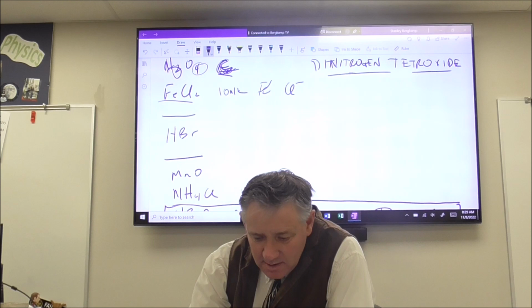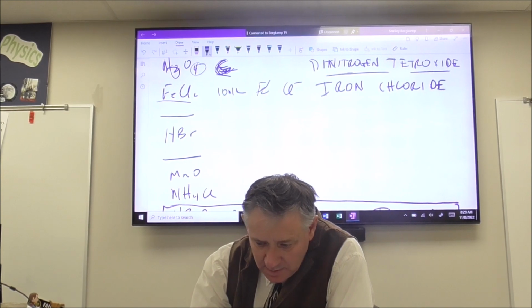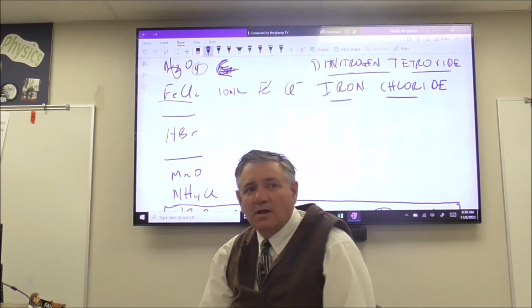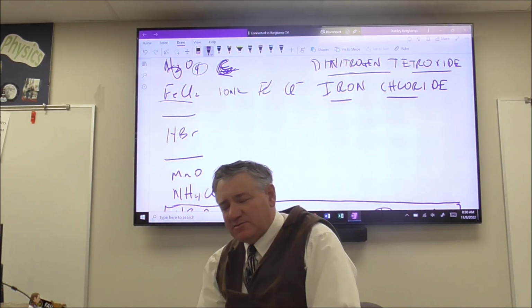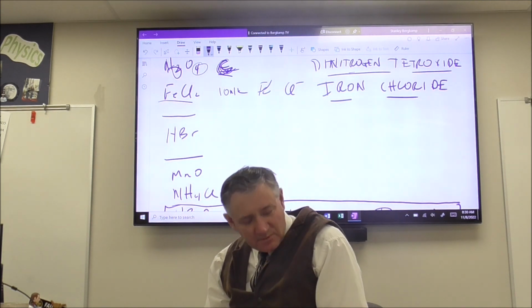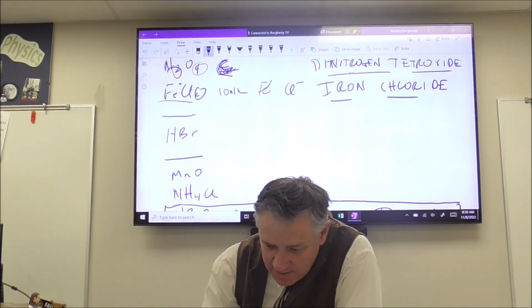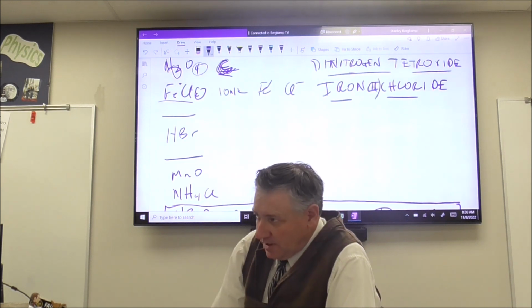Now, what's wrong if you just put iron chloride? You have to put the Roman numeral 2. Why? Because there's more than one possible oxidation state. If you take this 2 and you move that up, this becomes iron(II) chloride.